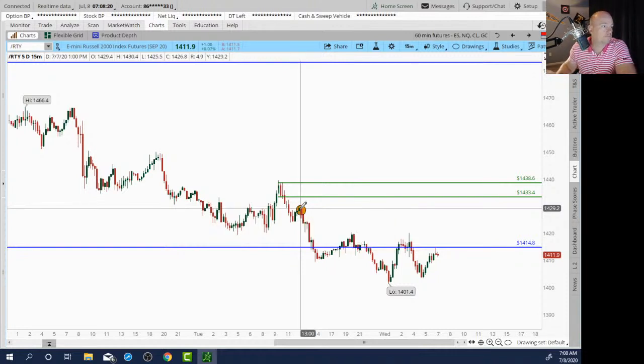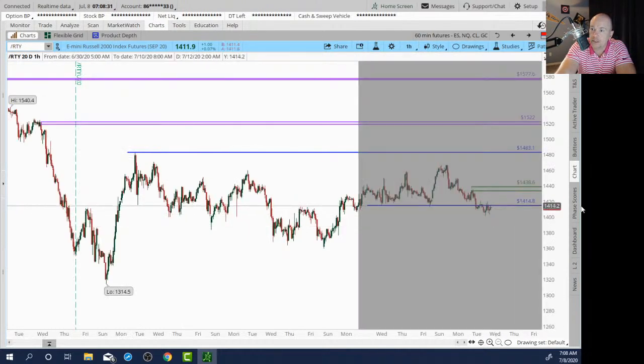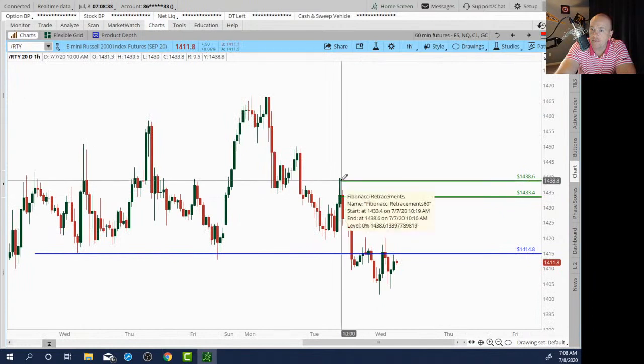But what's the problem with that area? It'd be great for somebody to let me know. So looking at this up here as a reversal, I think that one makes more sense if we come back up into that region. It's just the very top of this wick.